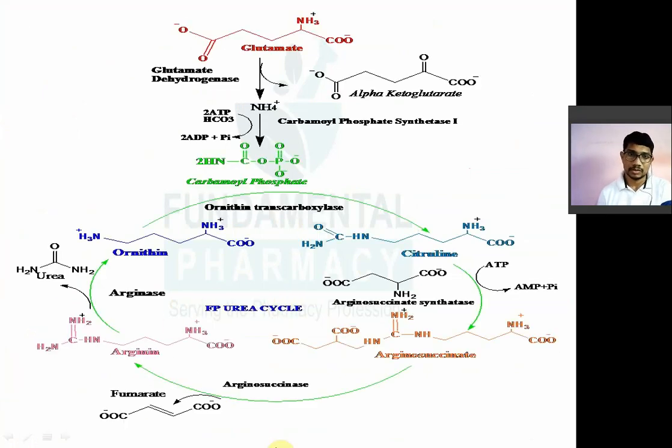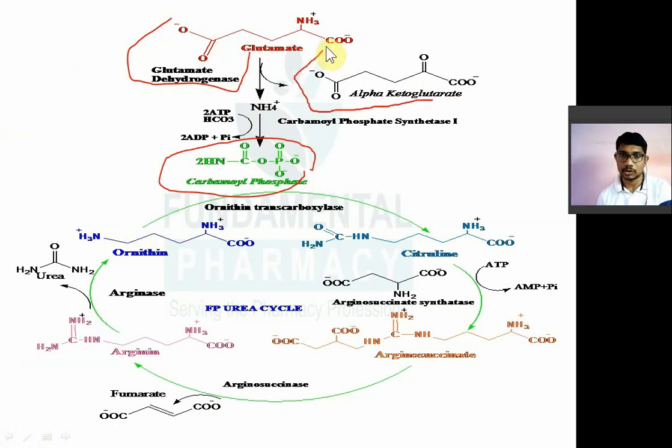You can see over here the overview of the urea cycle. Start with glutamate dehydrogenase. Glutamate will be converted by glutamate dehydrogenase, with release of ammonia and alpha-ketoglutarate. Whatever alpha-ketoglutarate is released over here will enter into the Krebs cycle. Glutamate dehydrogenase will convert glutamate into ammonia.